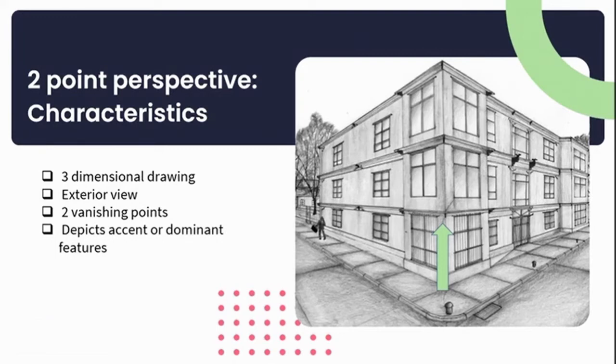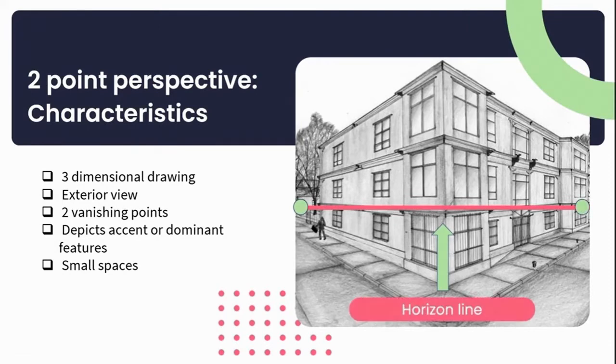It depicts accents or dominant features. So in this case, our building is the dominant feature, and accent points or detailing would be the surrounds around the building, or the detailing around the windows and the detailing around each level. Can you see our viewpoints? And this is where our horizon line is. Can you see how the corners of the building are dripping and angling themselves towards the vanishing points?